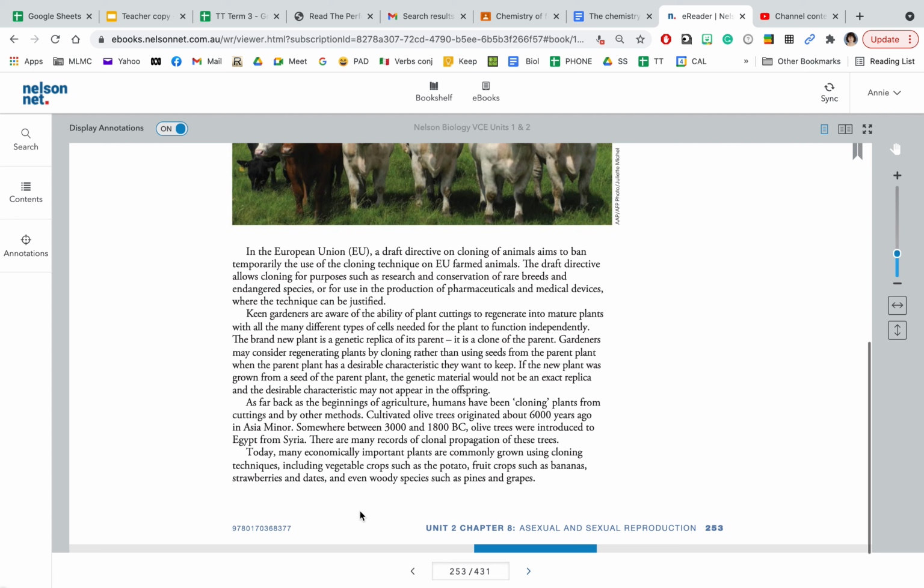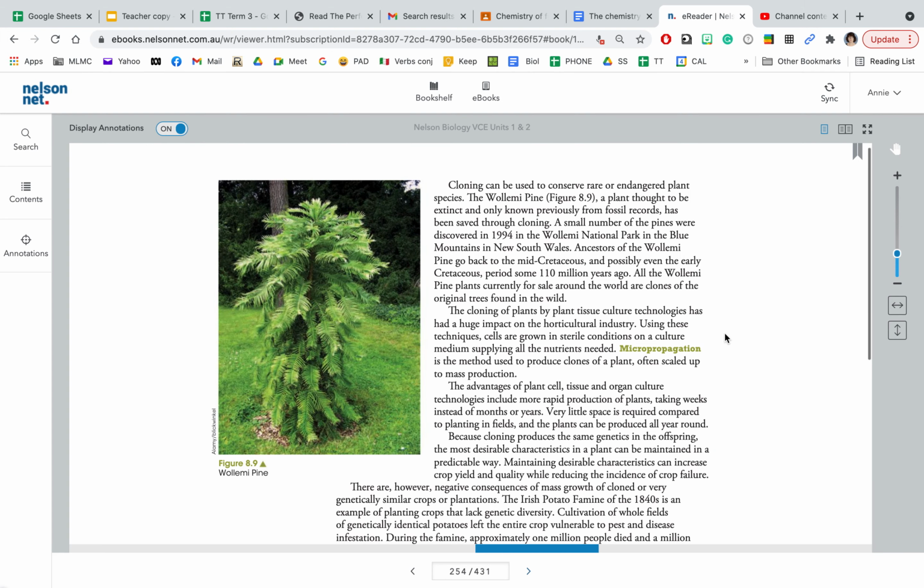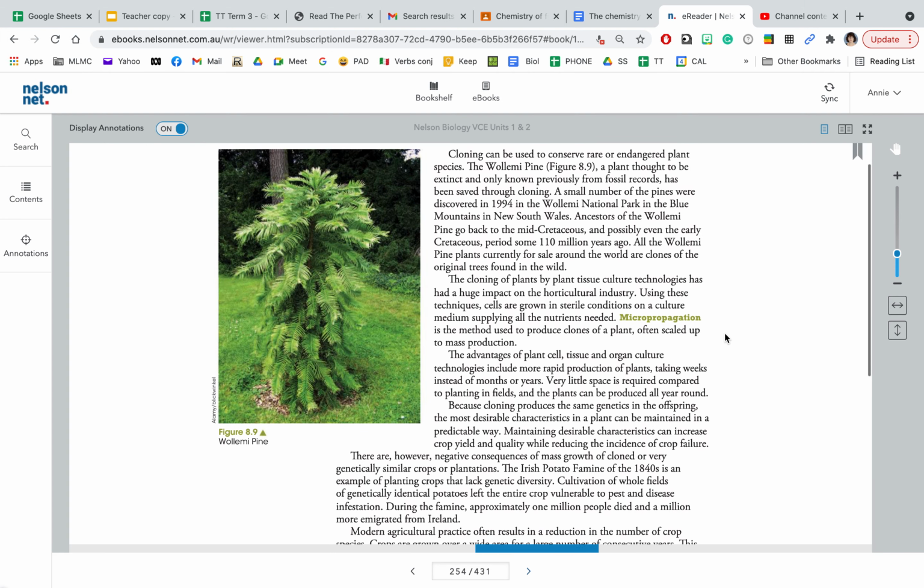Today, many economically important plants are commonly grown using cloning techniques, including vegetable crops such as potato, fruit crops such as bananas, strawberries and dates, and even woody species such as pines and grapes. Cloning can be used to conserve rare or endangered plant species.